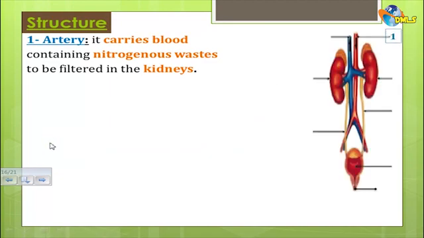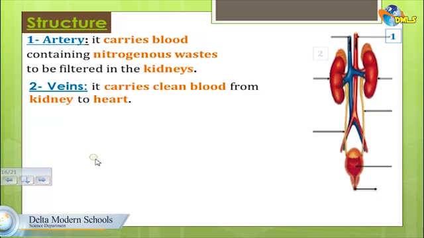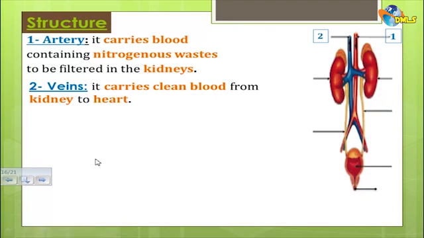The artery carries blood containing nitrogenous waste to be filtered in the kidneys. Number 2, the veins carry clean blood after purifying from the kidney to the heart. So we will start clarifying with the artery. It carries blood containing nitrogenous waste to be filtered in the kidney. The artery will go to the kidney, but the vein will go out from the kidney to the heart.